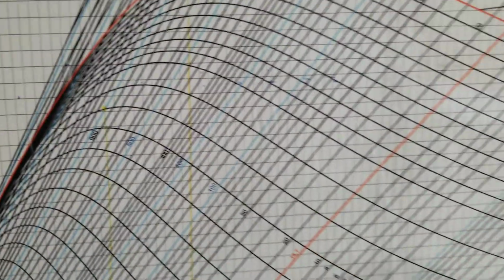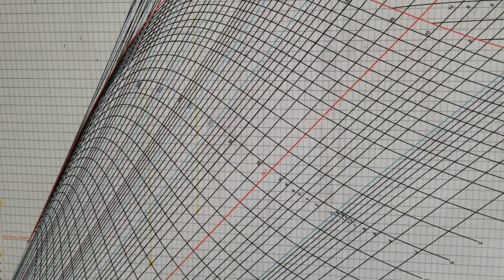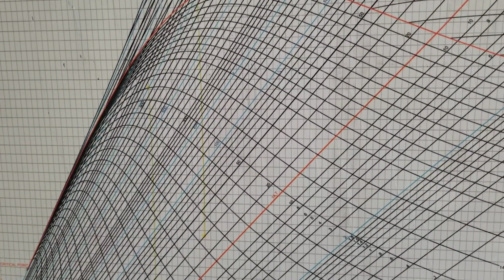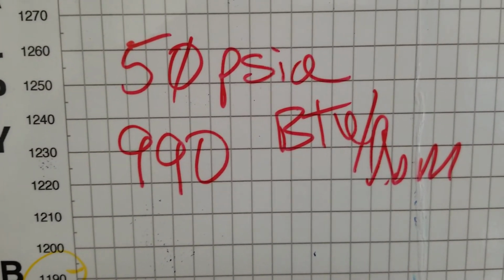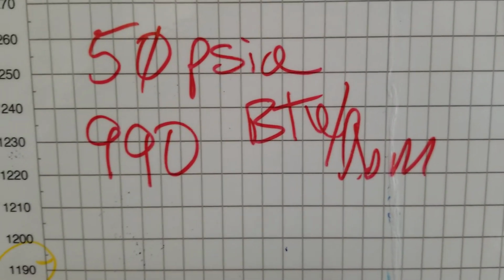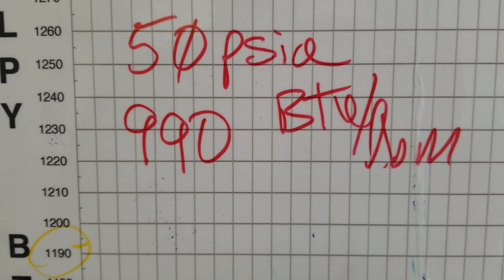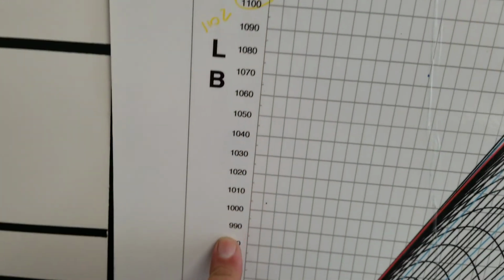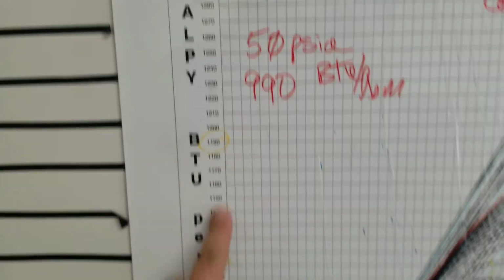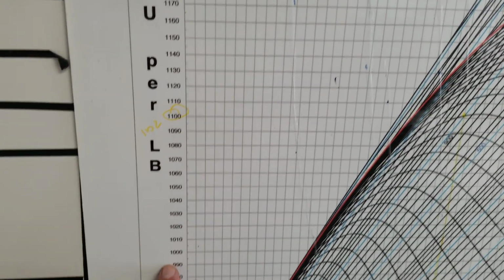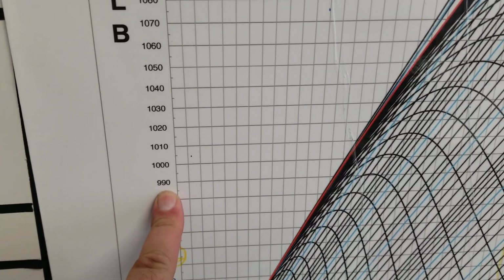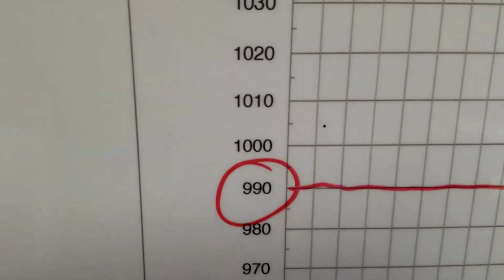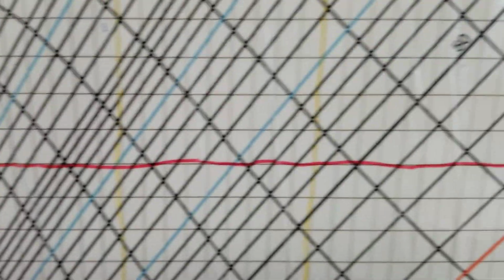So let's solve a problem where we're going to find the quality of steam that's at 50 PSIA, with an enthalpy of 990 BTUs per pound mass. So let's start with our 990 BTUs per pound mass, because the enthalpy is pretty easy to follow. That's your vertical axis on your Mollier diagram. So we're just going to follow it down to 990, and then draw a line across. So here we have 990 BTUs per pound mass, and I've drawn a horizontal line all the way across.